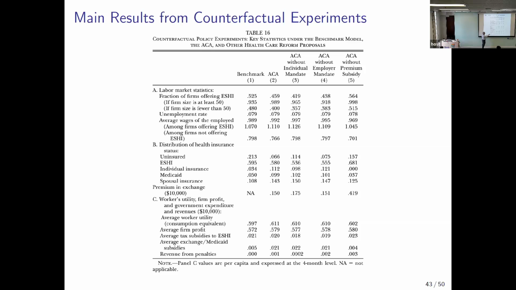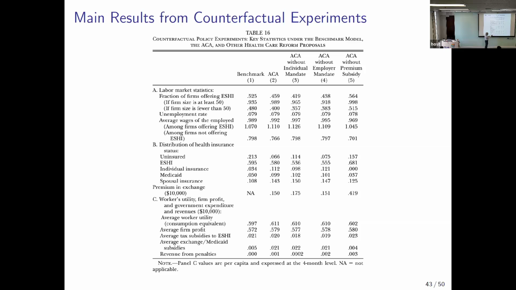Okay, removing individual mandate will have impact. Right, the uninsured rate will go from 6.6% to 11.4%. But the ACA insurance exchange did not collapse. So when Trump removed the individual mandate penalty, a lot of people thought the ACA is gone. Right, no way that the insurance exchange will continue functioning. We already knew that it will not collapse as long as the premium subsidy is there.